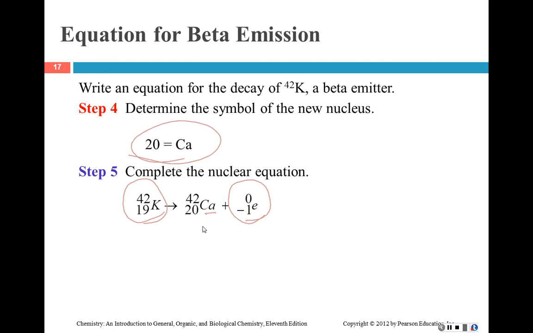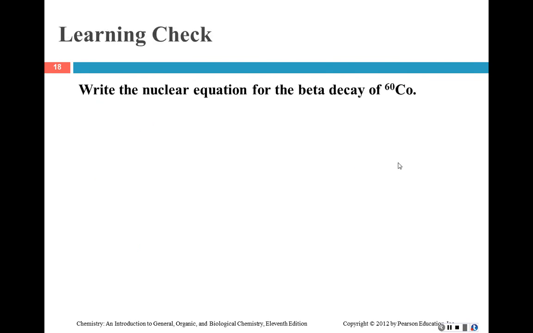So then you see 20 minus 1, positive 20, is the same as 19. And 42 over here, and 42 minus 0 is still 42. So let's try our learning check. Put me on pause for a minute and see if you can do this, and then come back and we'll work it together.